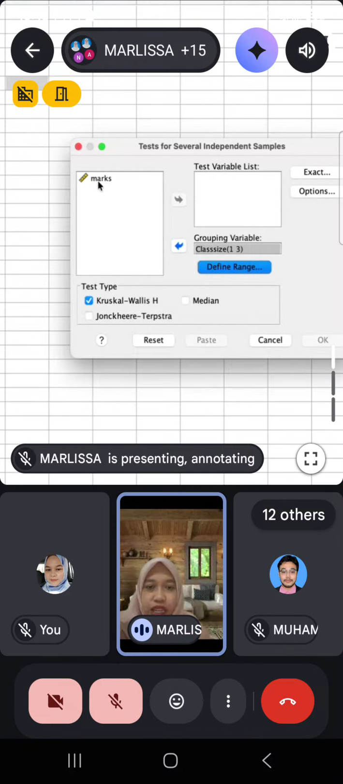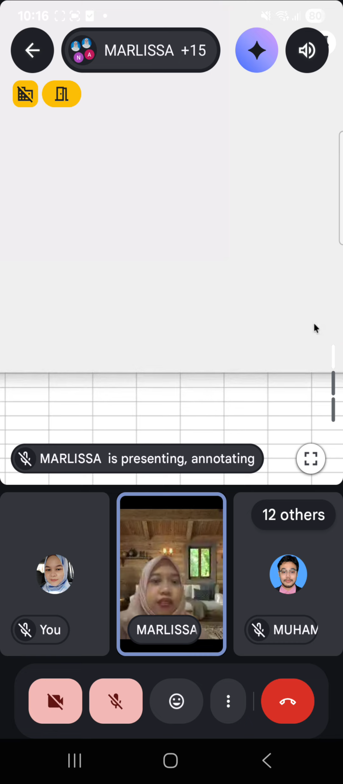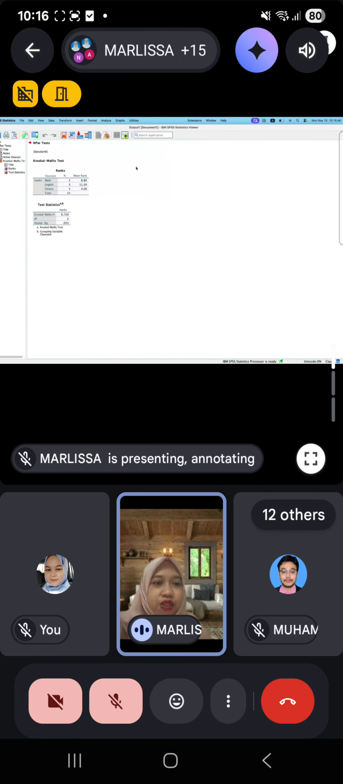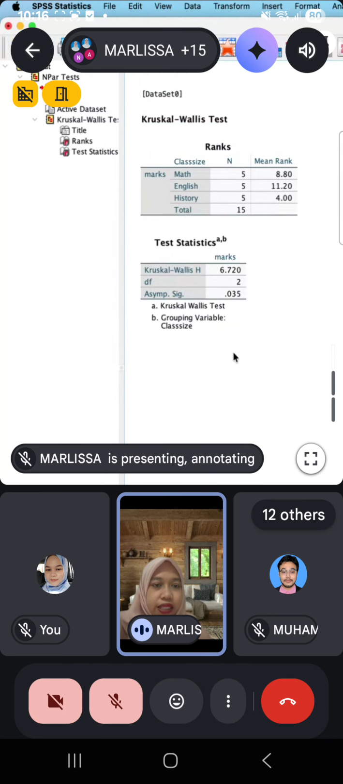Click continue, and then the data you put in the test variable list. Now you need to make sure that you tick the Kruskal-Wallis H here. Then you click OK once you have put everything here. Click OK, and you will get the data. So this is the data for the Kruskal-Wallis test.